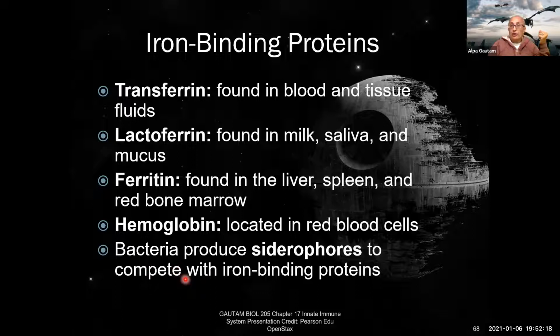So bacteria, to counter these iron binding proteins, produce something called siderophores. These are molecules that have a high affinity for iron, so they compete with these iron binding molecules within our body. So this is the counter that bacteria have in order to get the iron. So these siderophores are going to try to bind the iron, competing with these other iron binding proteins.